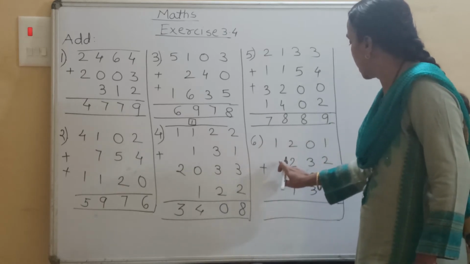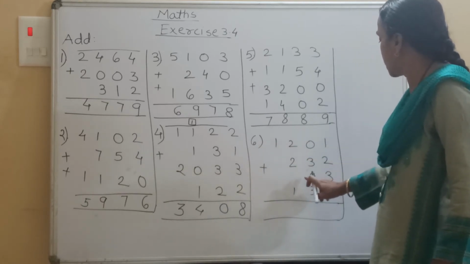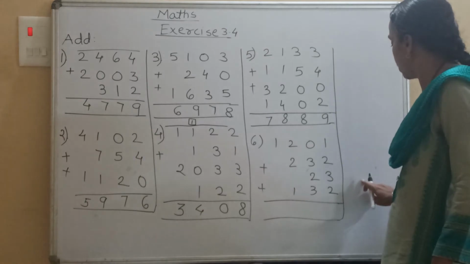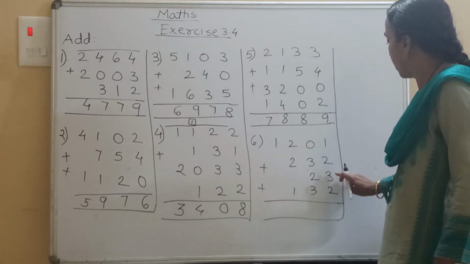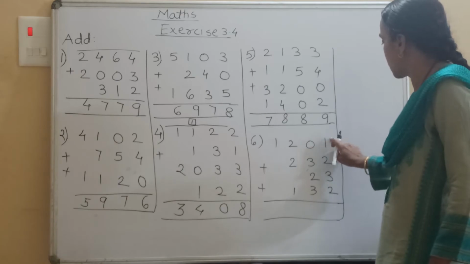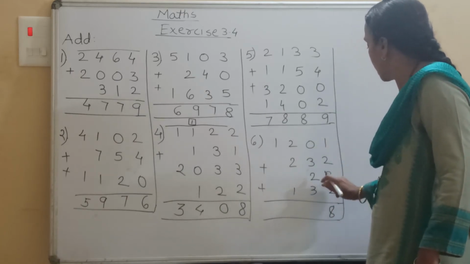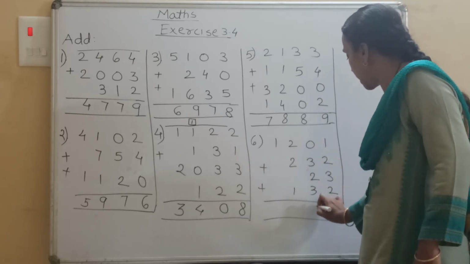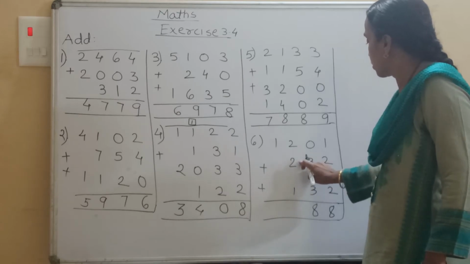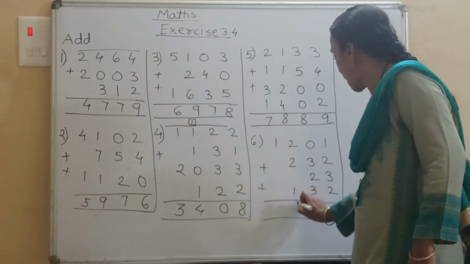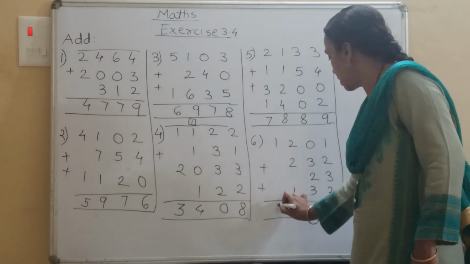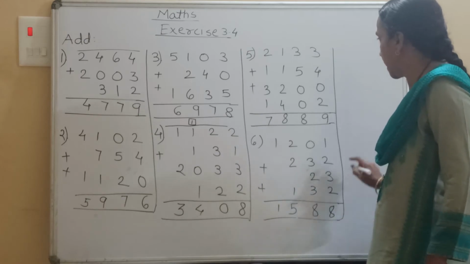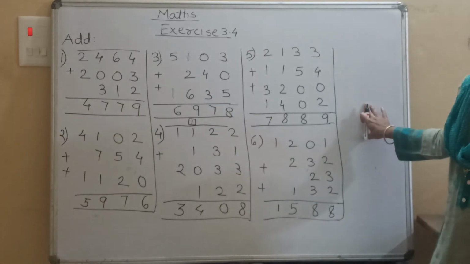1201 plus 232 plus 23 plus 132. 2 plus 3, 5. 5 plus 2, 7. 7 plus 1, 8. 3 plus 2, 5. 5 plus 3, 8. 8 plus 0, 8. 1 plus 2, 3. 3 plus 2, 5. This one as it is. So answer is 1588. So complete these answers in your textbook.